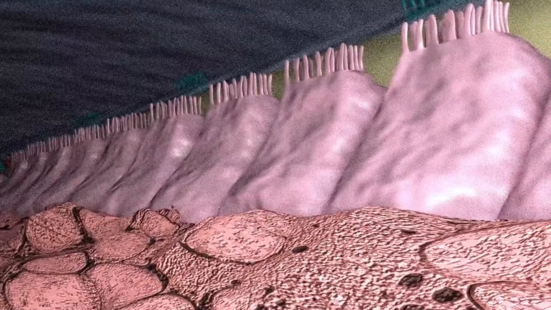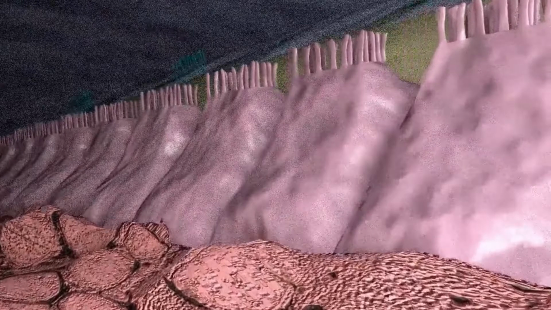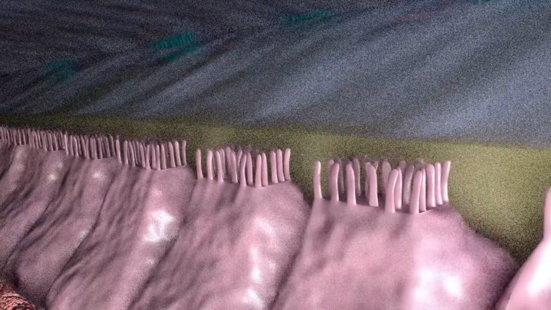These are the inner hair cells, which are the main type of receptive cells found in the cochlea, and they are responsible for converting sound waves into nerve impulses. The sound vibrations come through the fluid of the cochlea.